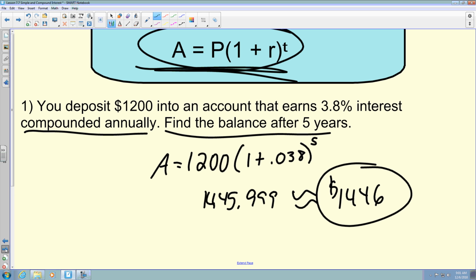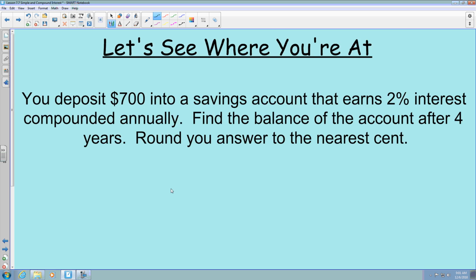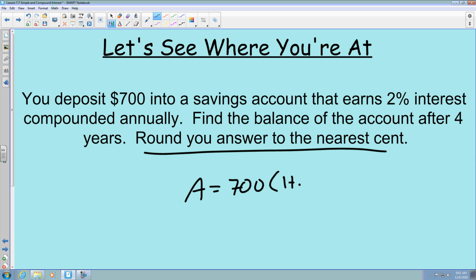Looking at one more example, it says you deposit $700 into a savings account that earns 2% interest compounded annually. Find the balance after 4 years, and they want you to round it to the nearest cent. So it makes sense to do that. Compounded, so it's going to be 700 times the quantity of 1 plus 0.02, and it's going to be raised to the fourth power because it's 4 years.